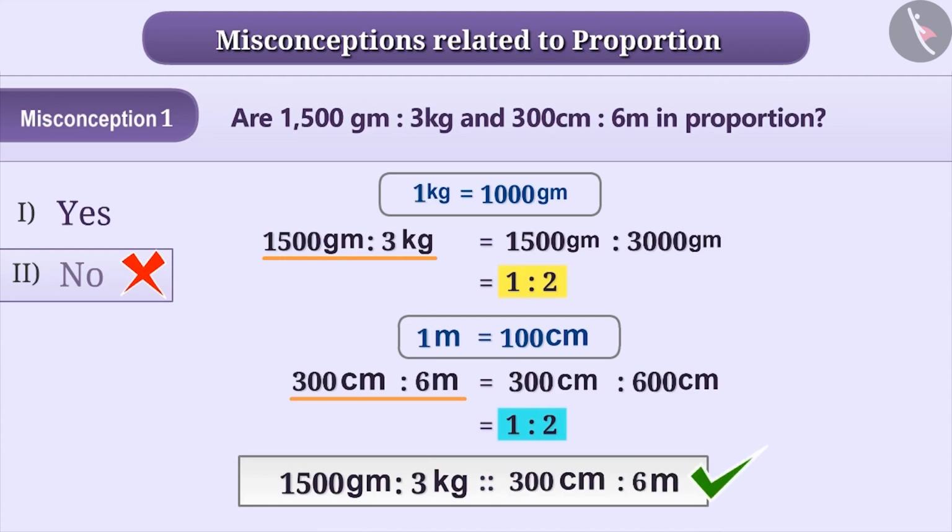Hence, the correct answer is option 1. Whenever you want to find out whether two ratios are in proportion or not, then it is necessary to make their units equal.